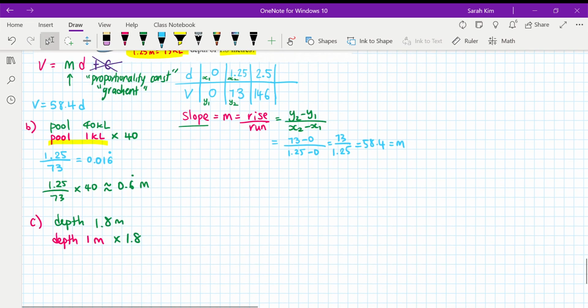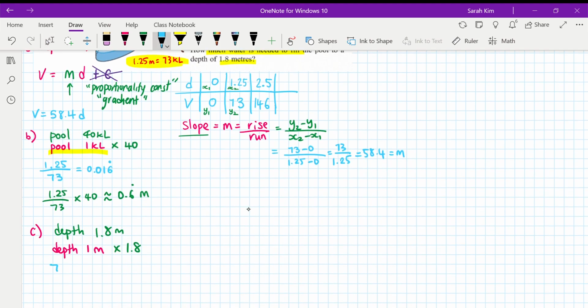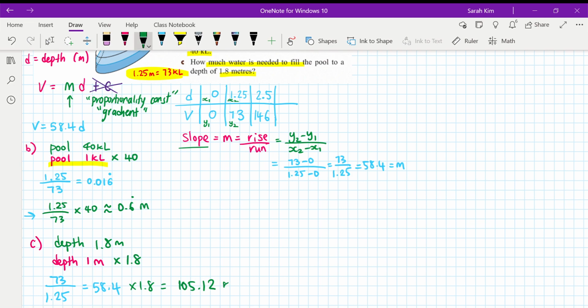So, to figure out 1 meter, all I have to do is 73 divided by 1.25. That will give us, it's basically the opposite of this ratio we have already done. Let's see if that gives me a nice number. It probably won't. Oh, surprisingly it does. 58.4 for this one. Okay, so now I times 1.8 to it. I get 105.12. Let's write units, so kiloliters of water.